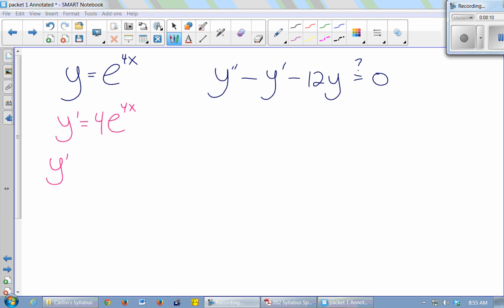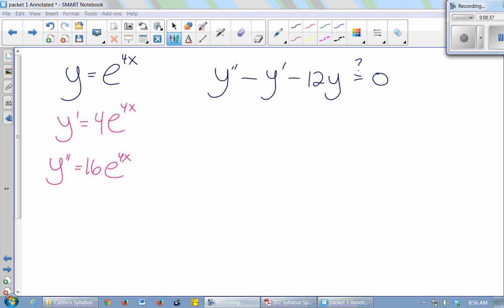All right, and then we have to take the derivative again, y double prime. The derivative of e to some stuff is e to the stuff, right? So e to the 4x is going to be e to the 4x. This 4 comes along for the ride. It's still here. And then I have to multiply by the derivative of the stuff, which is 4 again. So this ends up being a 16. Everybody should be okay with that, right?